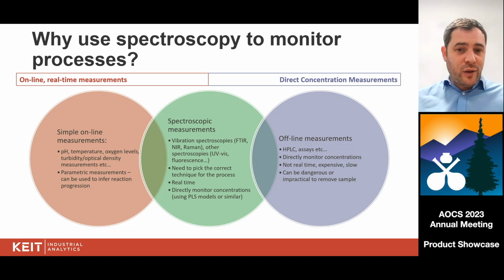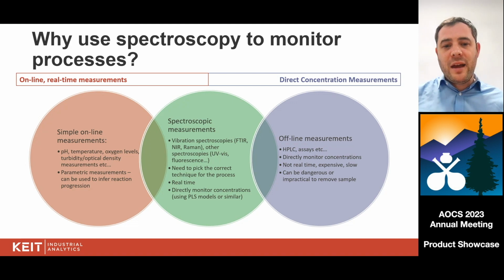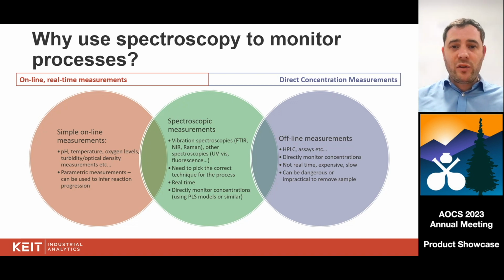At the other end of this extreme, in blue, we've got the offline measurements. These are things like HPLC measurements, chemical assays, titration, iodine value. These are direct measurements that can be made on a process, but they often require a laboratory. You've got to take a sample to a lab and then destroy it in order to measure what's going on. They're not in real time. They can be expensive. They can be very slow to measure, but they are incredibly informative.